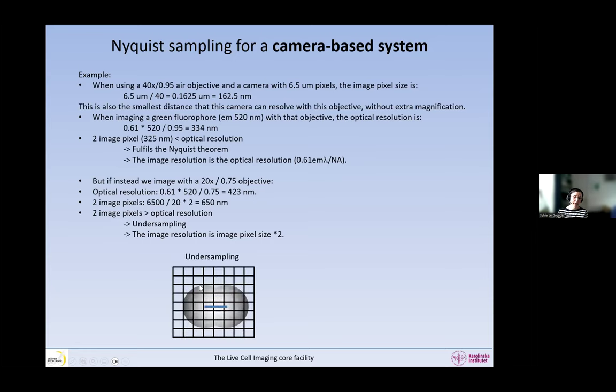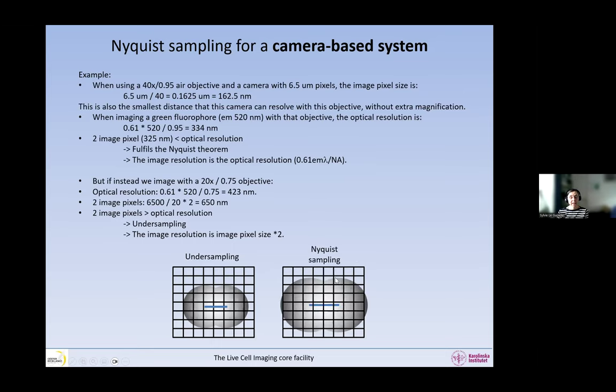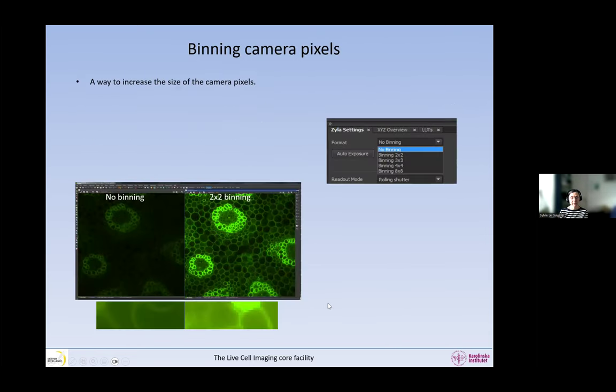Okay, so here we have our two point spread functions close to each other, and we have the camera grid. We cannot change the camera grid on the camera-based system, but we can increase the magnification. This is an option that we have, so that the distance that we want to resolve is measured by two pixels of the camera, one and two. So now we are Nyquist sampling.